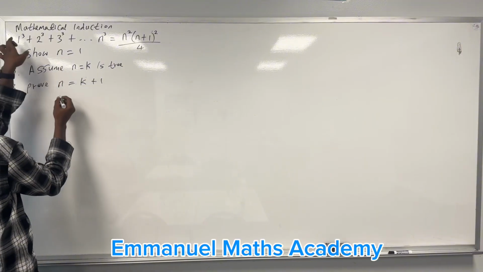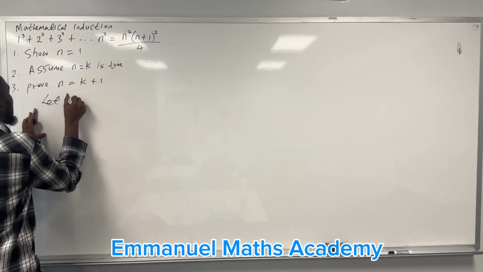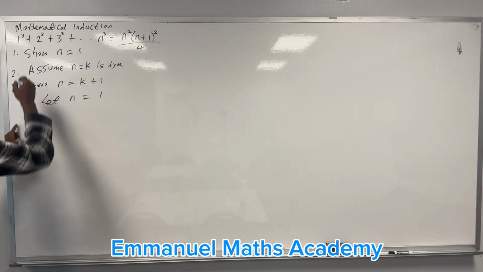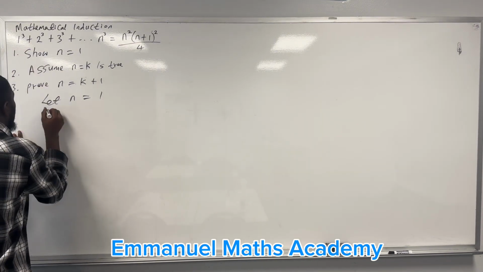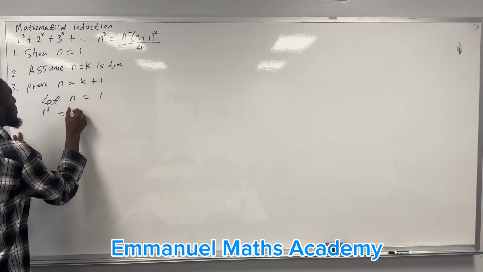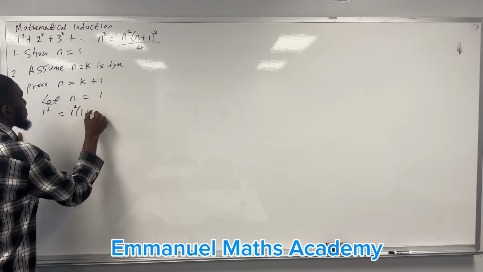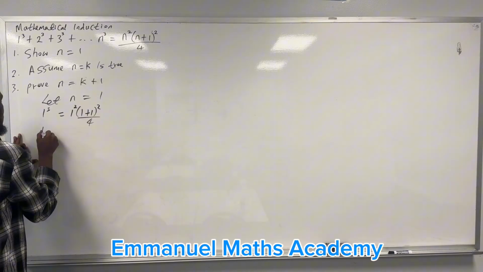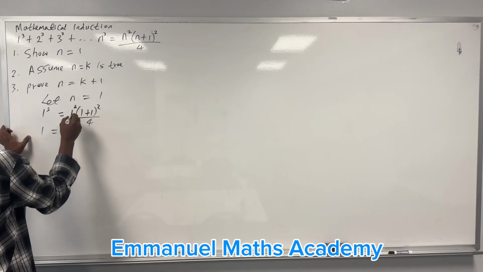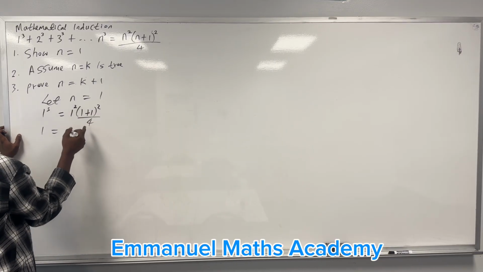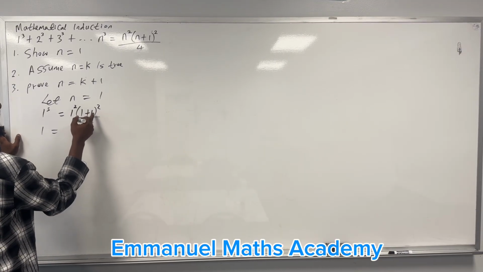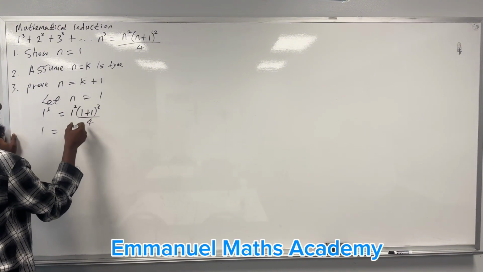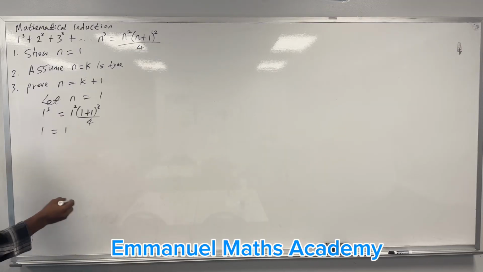So first of all, from this equation, we say let n equal to 1. So if n equal to 1 is the first term here, we have what? 1 raised to power 3 equal to 1 raised to power 2, 1 plus 1, 2, all over 4. Alright? So this is 1 equal to, what do we have here? 2 raised to power 2 is 4. Right? 1 plus 1 is 2, 2 raised to power 2 is 4. 4 times 1 is 4, 4 over 4 will give you 1. What about the next one?